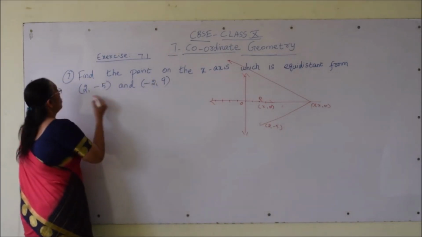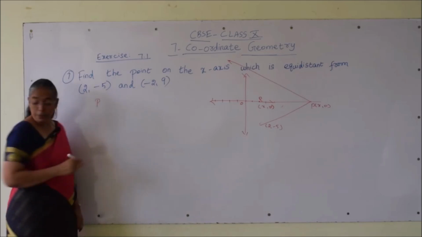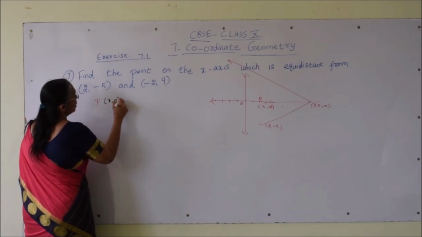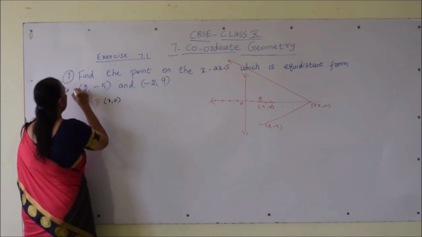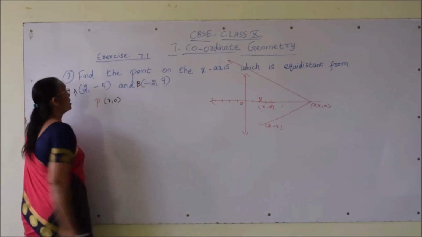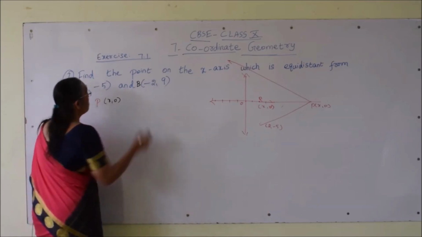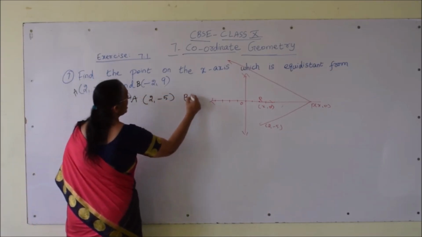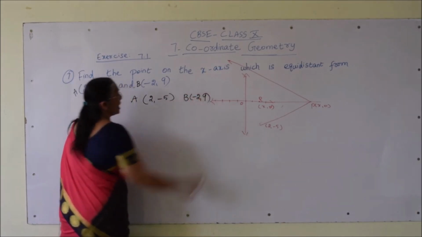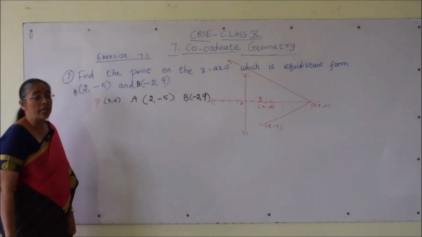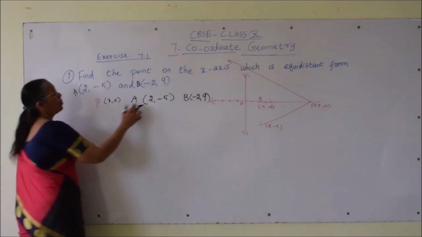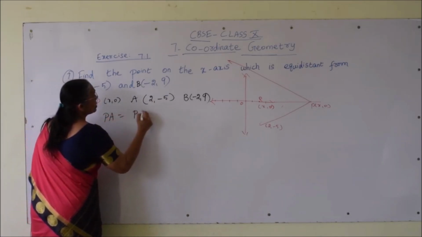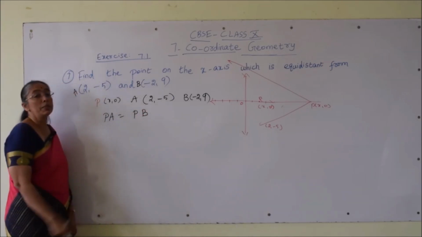So, we consider the required point P as x, 0, and it is given that it is equidistant from 2 points. Consider those 2 points as A and B. So, point A is 2, minus 5 and B is minus 2, 9. The condition given is that P is equidistant from the 2 points. So, the distance PA is equal to the distance PB.